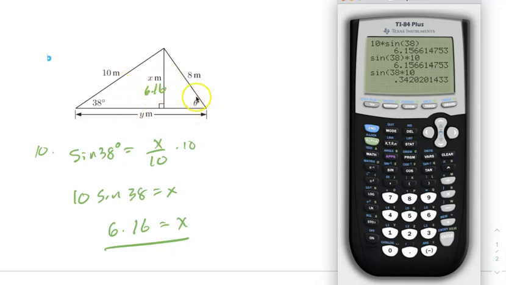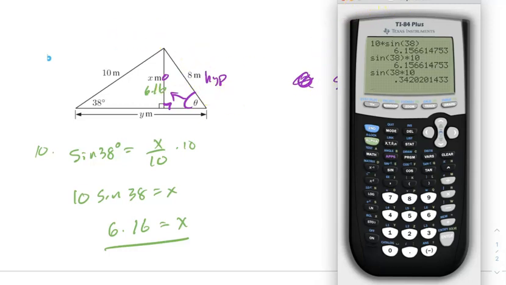Now I could solve for theta pretty easily. Same idea. I have a couple sides, so let's do theta next. Here's my angle, opposite is 6.1. Here's my right angle, so my hypotenuse is 8. So it's opposite and hypotenuse, so it's sine. Sine of theta equals 6.16 over 8.